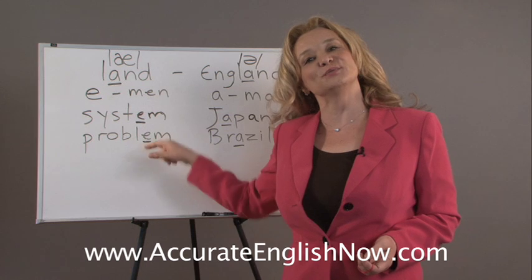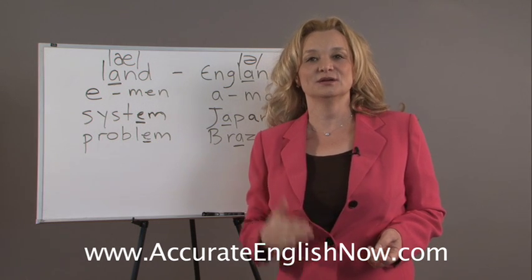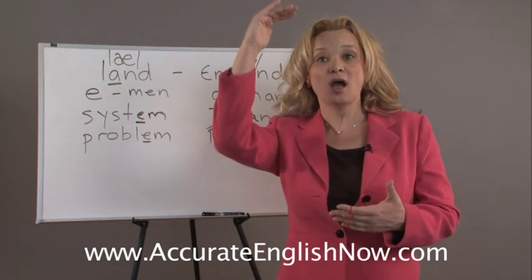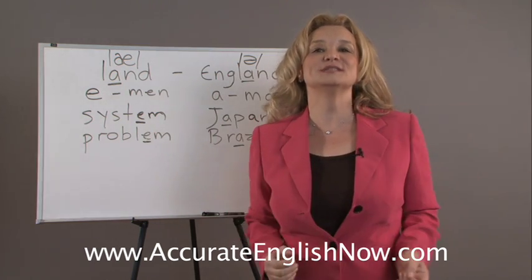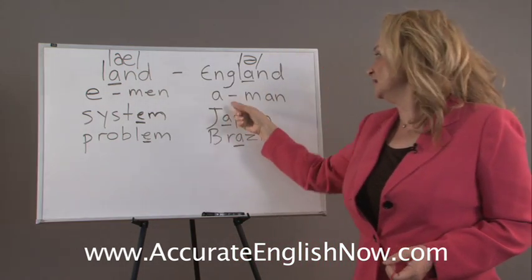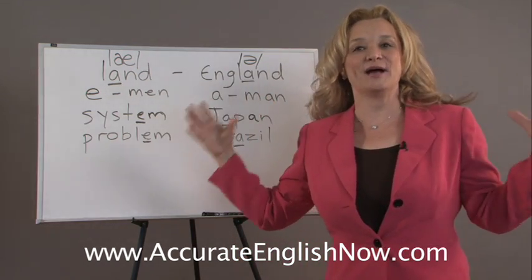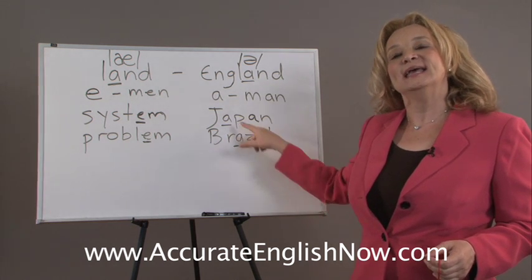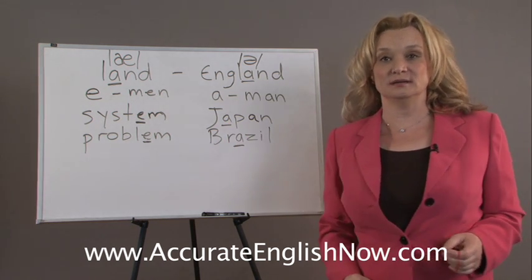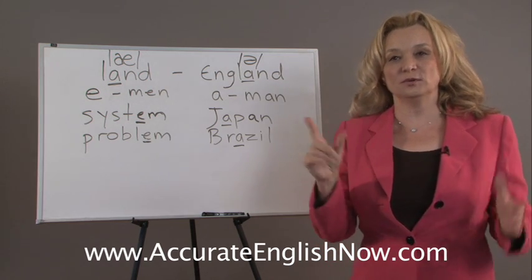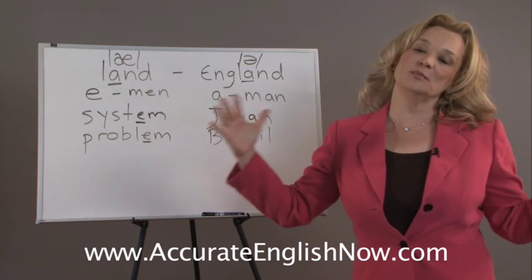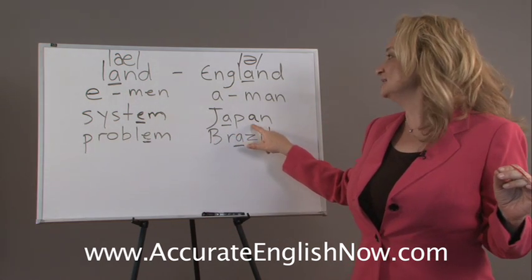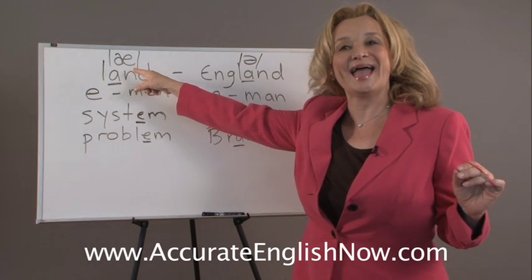So let's try this word. Which one is correct? Problem or problem? Problem. Stress the first one, reduce the second one. Same thing, man, make it big, man. But what happens to these A's? With Japan and Brazil, the first syllable is reduced and the second syllable is stressed. So this will sound like uh and this A will sound like eh.